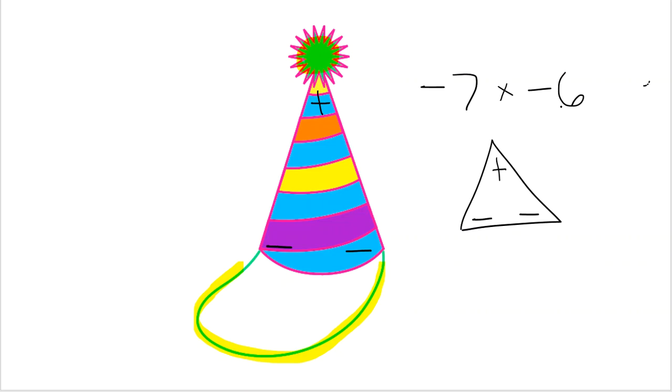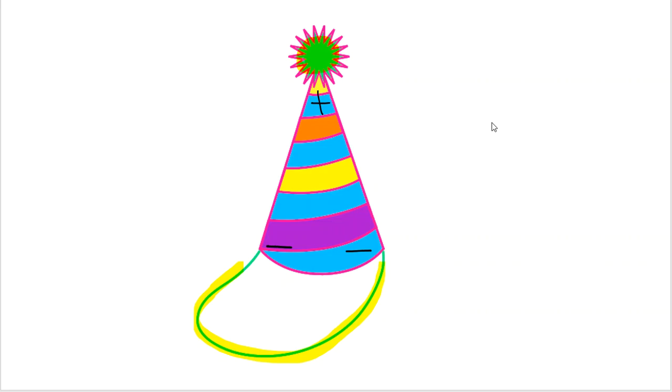Okay, so if we're trying to figure out what the sign of our answer is going to be when we multiply -7 times -6, we cover up the two negative signs. So we cover up this one and we cover up this one. And then the sign that we have left, that's the sign of our answer. So we can see that the sign of our answer would be positive. A -7 times a -6 is a positive 42.